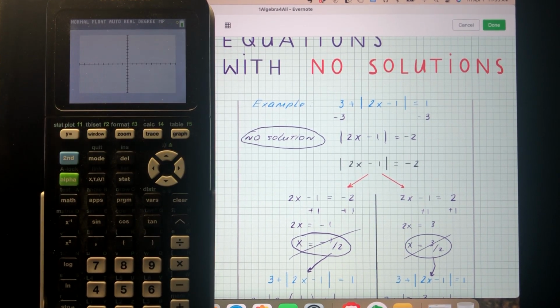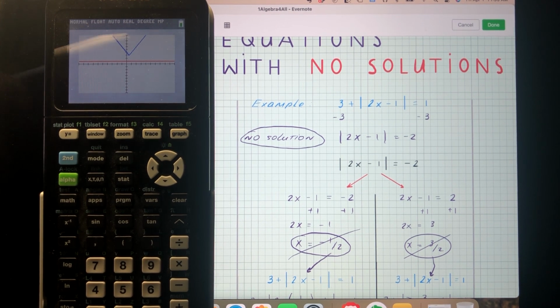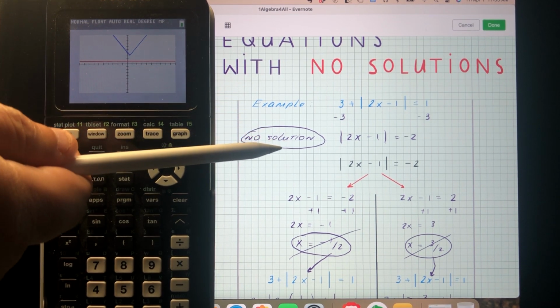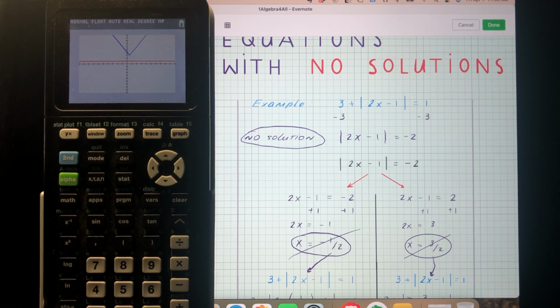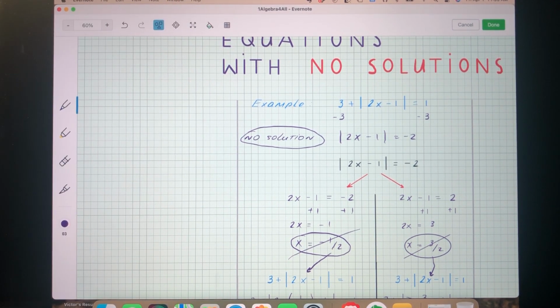Now on the graph, we'll look for the place where the two curves cross. The V shape is the absolute value. The straight line is our right side. The two shapes will never cross. We can see it from the picture, and that confirms visually that our answer, no solution, actually makes sense. And this is how to work with absolute value equations that have no solutions.